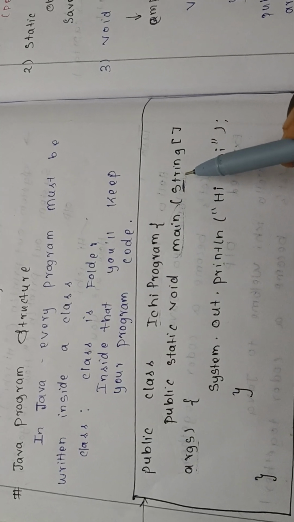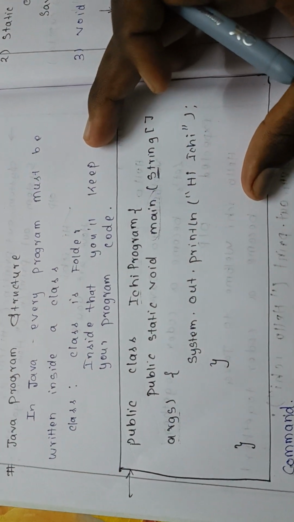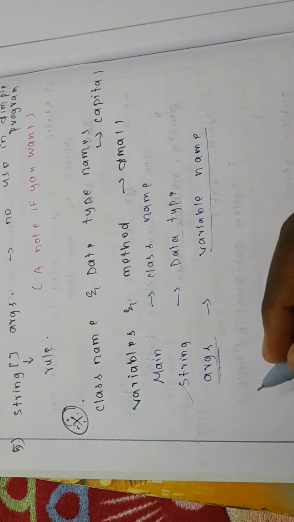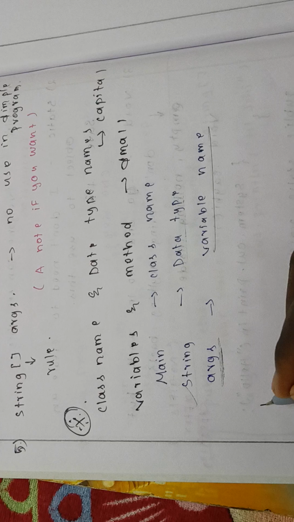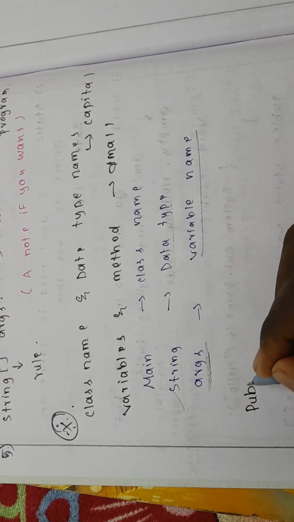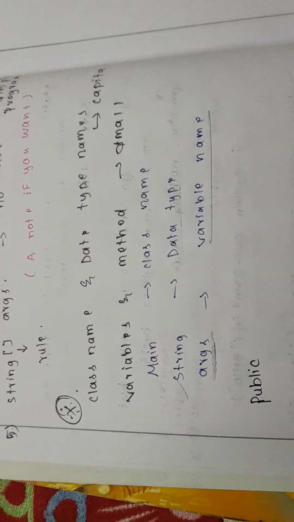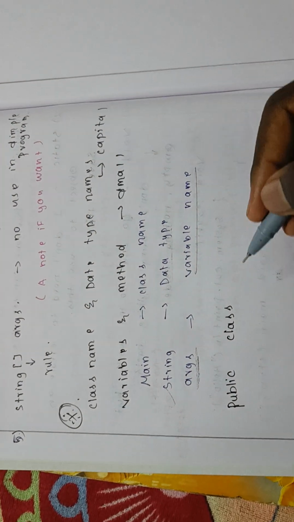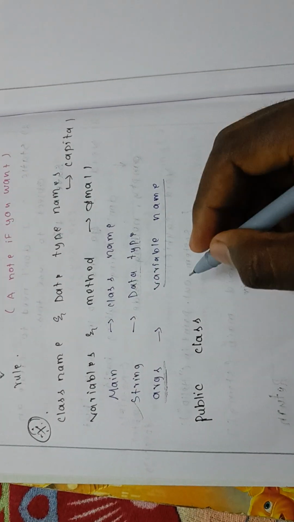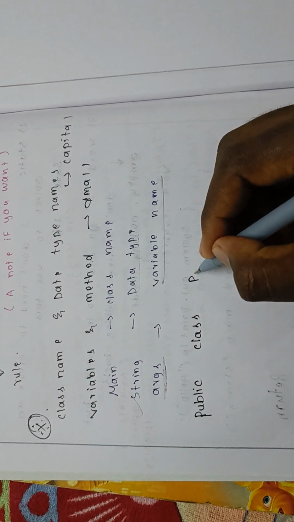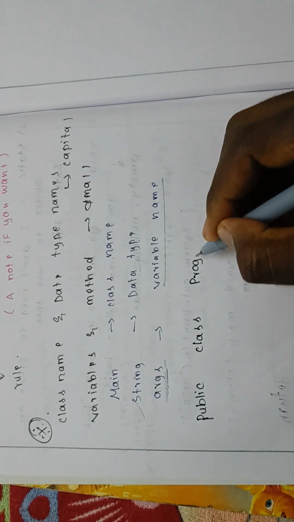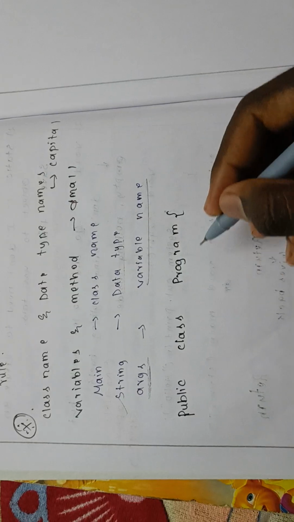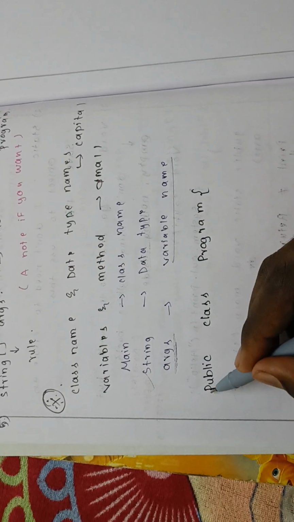Okay, let's write this program correctly. Shall we? Let's write your first proper program with me. See, public class. You can write any other name. For example, I am writing Program itself, and it should be in a capital letter. Program, then open the bracket, and then it is the first line.